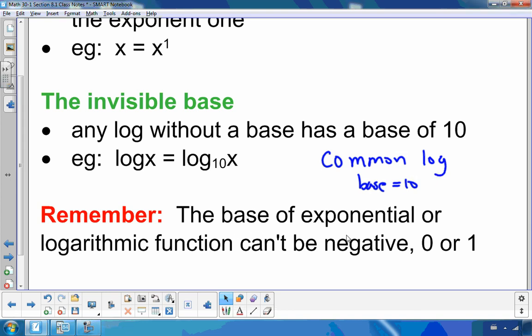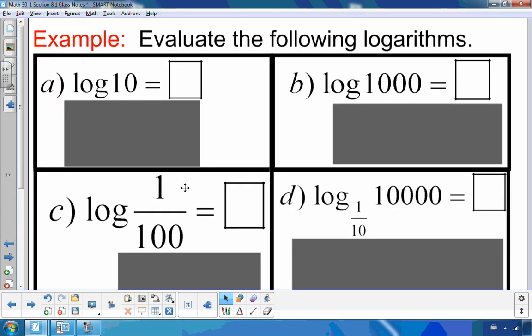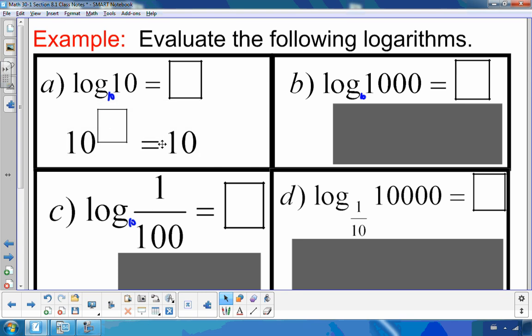Okay, so remember the base of an exponential function is the same as the base of a logarithmic function. Those can't be negative, 0, or 1. Okay, let's try some more. Let's try some with those invisible bases. So these are all common logs, which means there's an invisible base of 10 in all of these. We just don't write it that way, okay? So let's look at the first one. Log of 10 is really like saying 10 to what exponent gives me 10? Well, 10 to the exponent of 1 gives you 10, so this log has a value of 1.